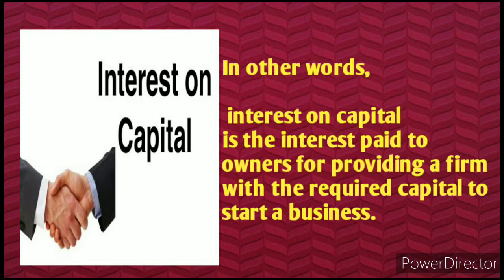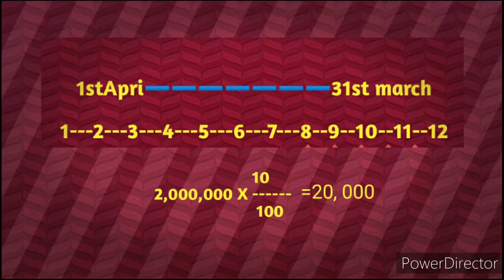So here are some conditions for calculating the interest on capital. Let's understand with some cases. Case 1. Suppose a partner introduced rupees 2 lakh at the start of the year. If he uses the capital for the whole year, then how much interest on capital will be charged? That is 2 lakh multiplied by 10%, that is 20,000. We get interest on capital of 20,000 if he uses the capital for the whole year.